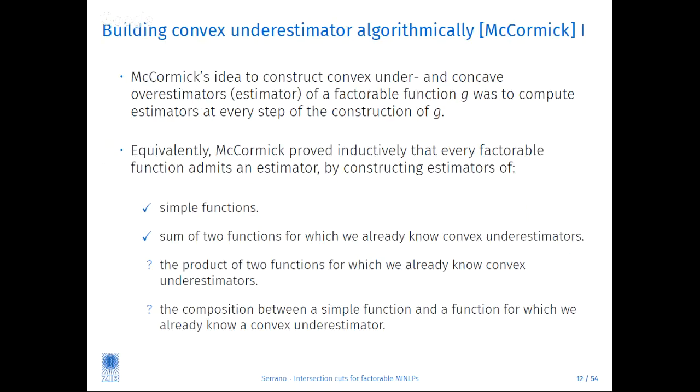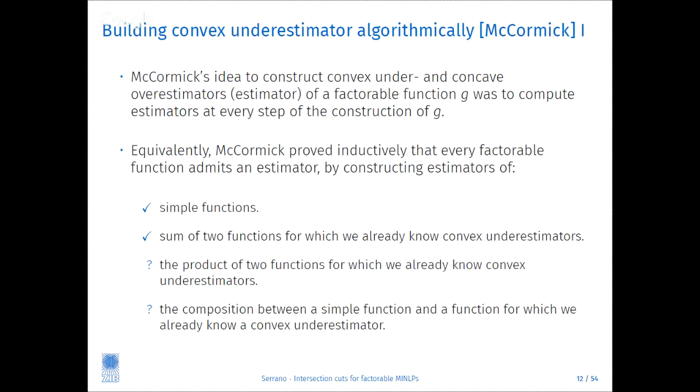So the definition is somewhat inductive. Basically, we have the basic functions, and then we build any other function either by addition, multiplication, or composition. So McCormick proved that each factorable function admits a convex underestimator, basically by induction. He suggested some underestimators for the library functions.